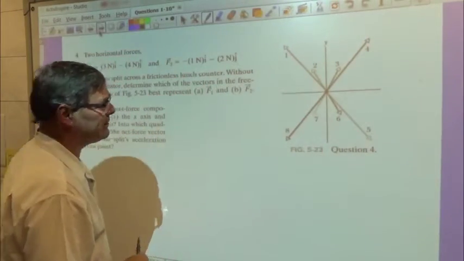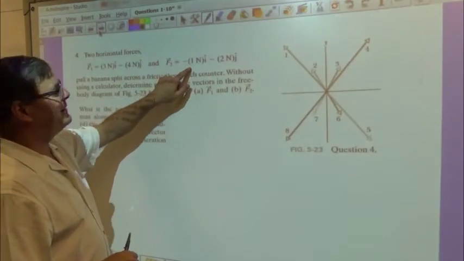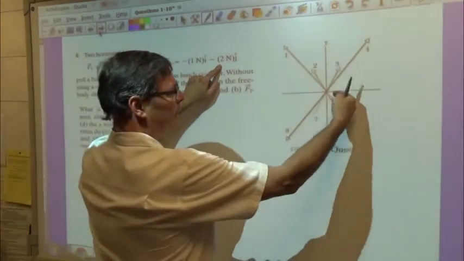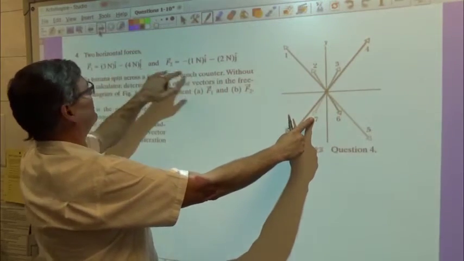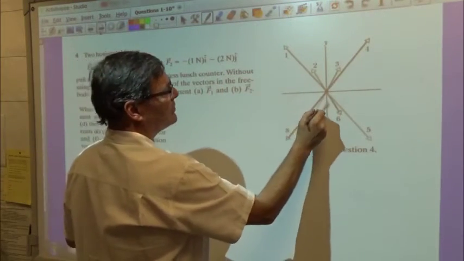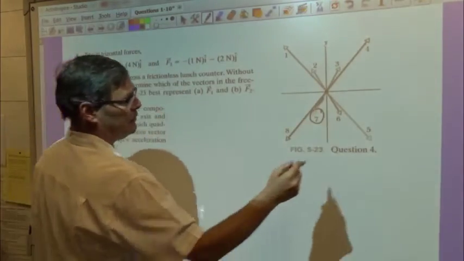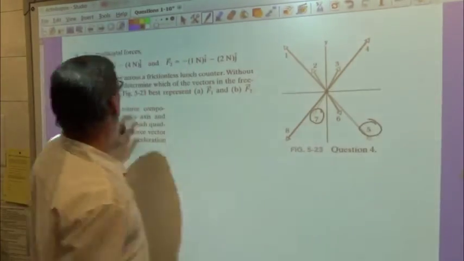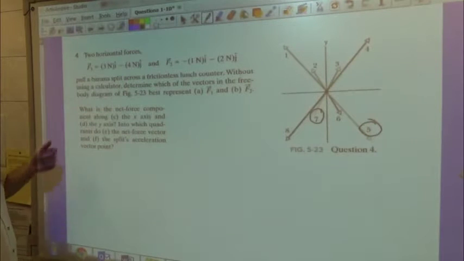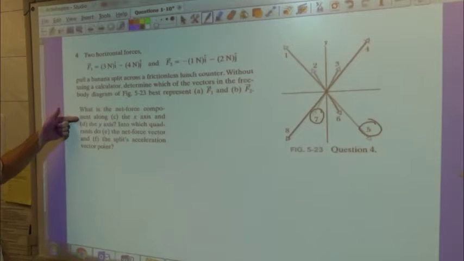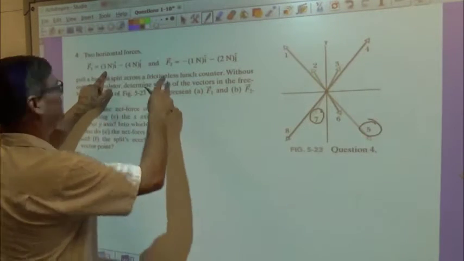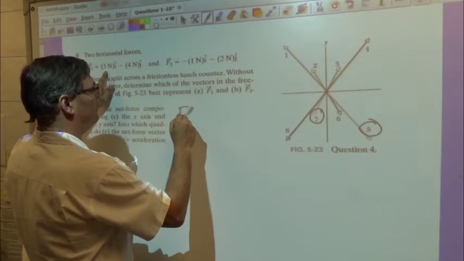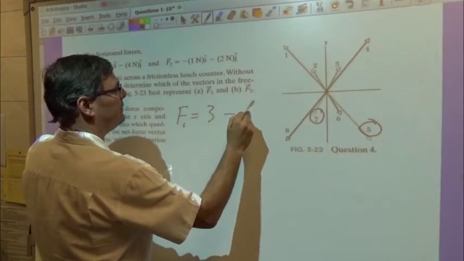Can't tell yet. F2 is negative 1, negative 2. So negative 1, negative 2. Comparing the numbers, I would choose 7 for F2 and 5 for F1. What is the net force component along the x-axis and the y-axis for the net force? Okay, well, here we go. We can add them up. F1 is 3, negative 4.